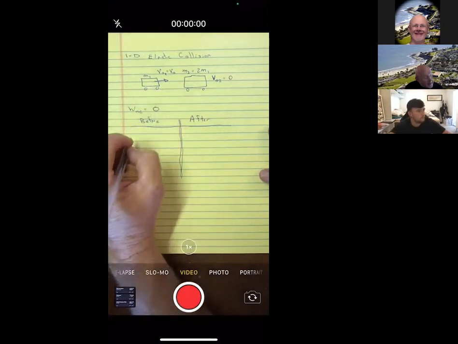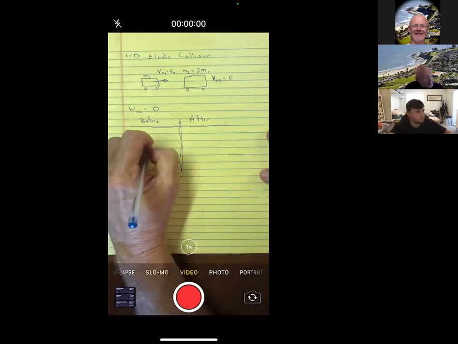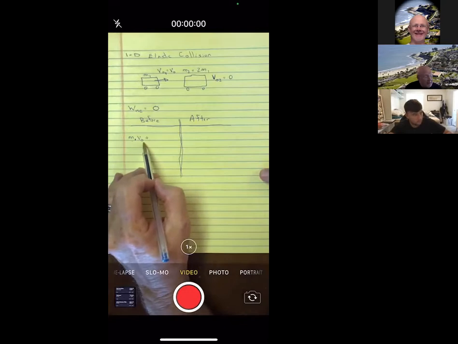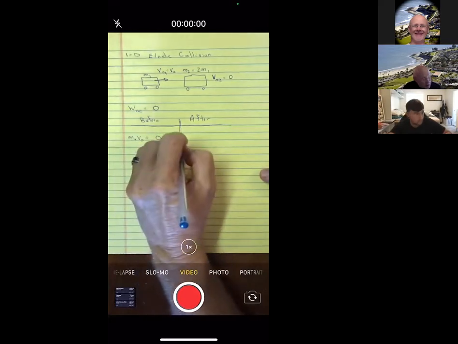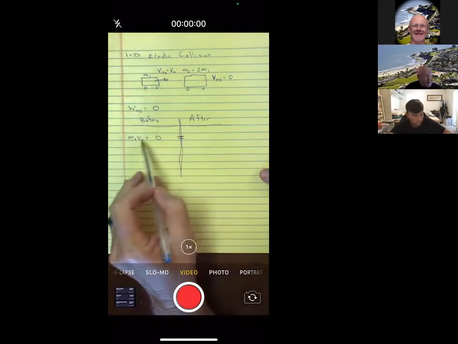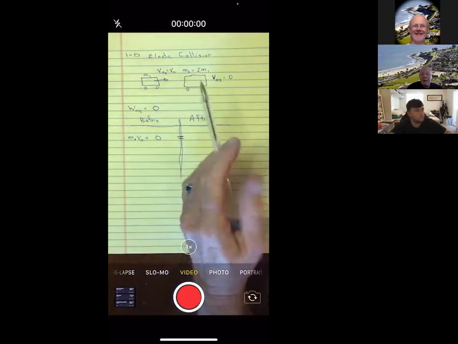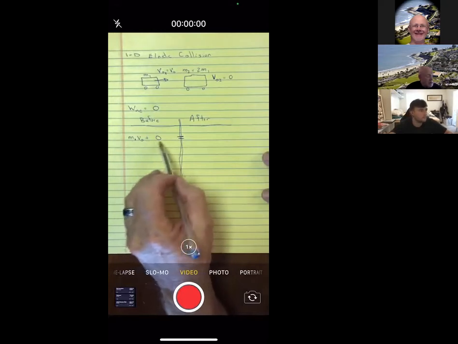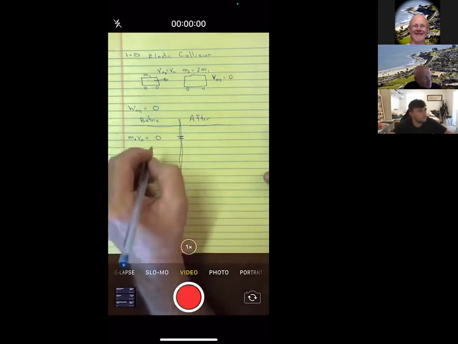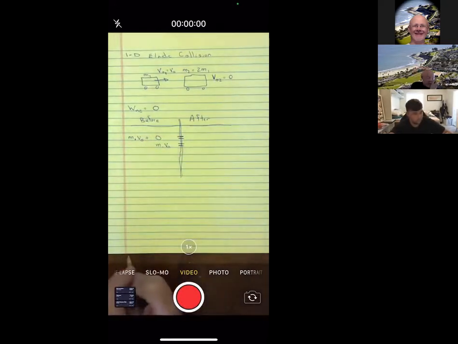That would mean that M1 times its initial speed, V naught. So that's the initial momentum of number one. Number two, I want to just put a 0 to make sure that you realize I'm including both objects, but the second object has an initial speed of 0. So when I take its mass times its initial speed, I get 0. So this right here is the total momentum, and I'll just write it as M1 V naught. So that's the total amount of momentum before the collision.